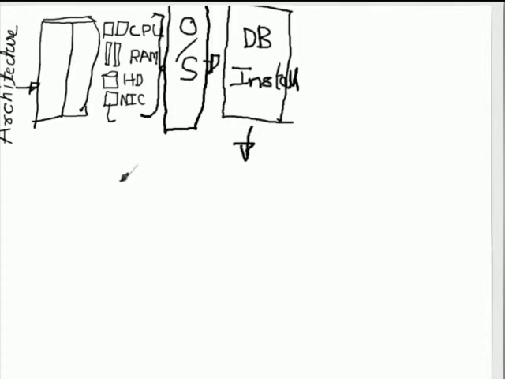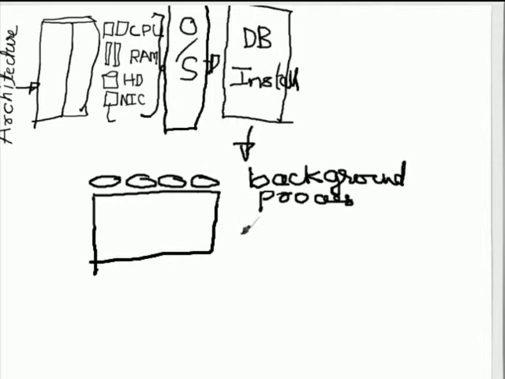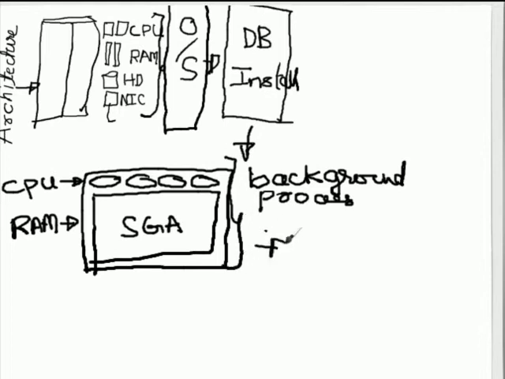But these bunch of programs or set of programs are called background processes. These background processes I'm representing here as elliptical shapes. When they run, these background processes occupy some space on RAM, and that is called the system global area. These together are called an instance, or loosely also a system.